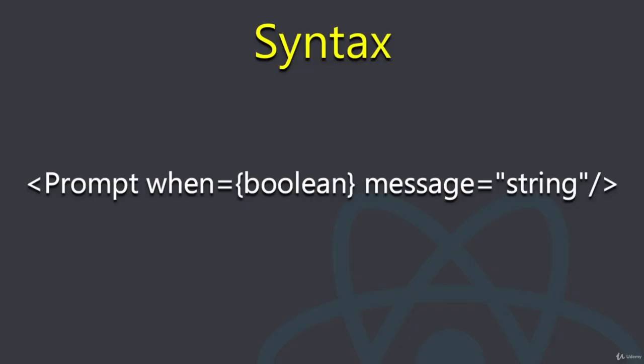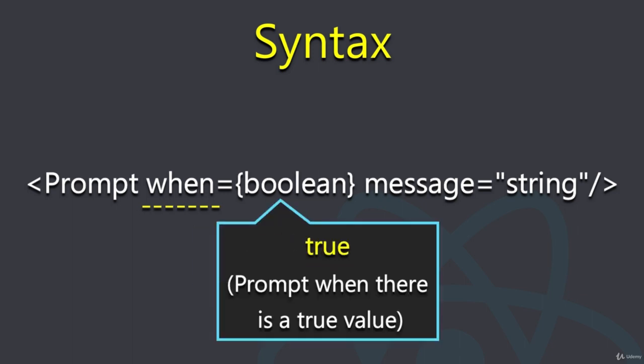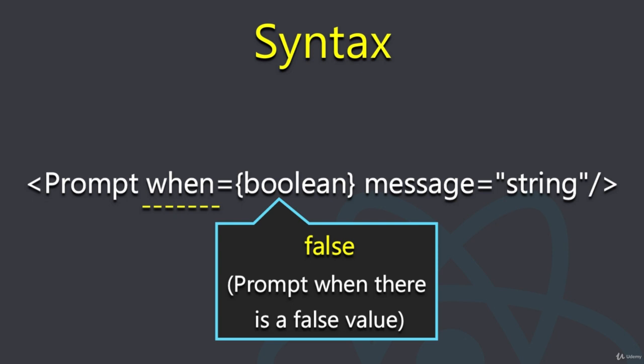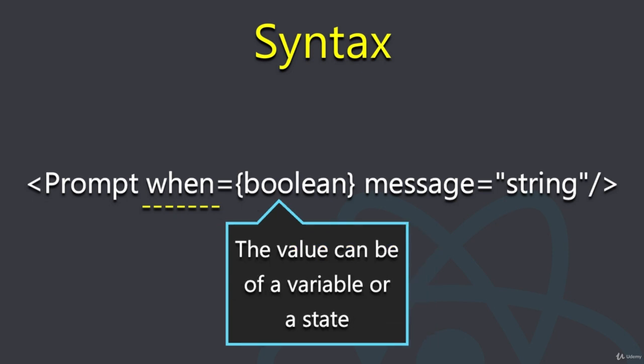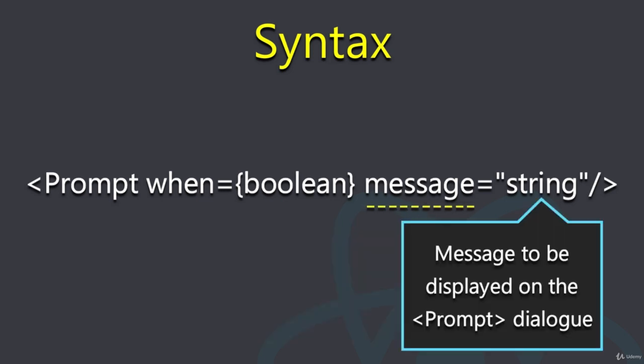The prompt component goes like this. You have the prompt. There is an attribute called when, where you give true or false, that is a Boolean value. If I give true, that means prompt when there is a true value. And when I say false, that means prompt when the value is false. The value can be of a variable or a state. Then there is a message attribute which takes a string. That's just a message displayed on the prompt dialog.